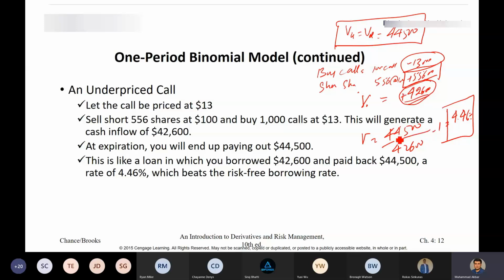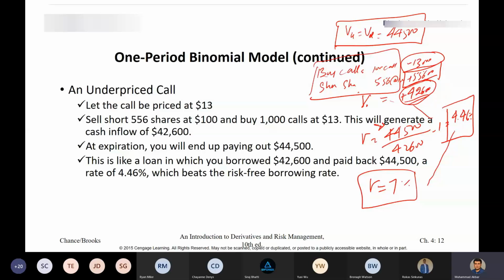In future, you will have to pay back 44,500 if the stock price goes up or goes down. That is a fixed position. So it is equivalent to being able to borrow at a rate less than the risk-free rate. Remember, the risk-free rate was 7%. And you are here realizing a rate of return of less than 7%, and this is reflecting that if you do this position, you are able to effectively borrow at a rate less than the risk-free rate.